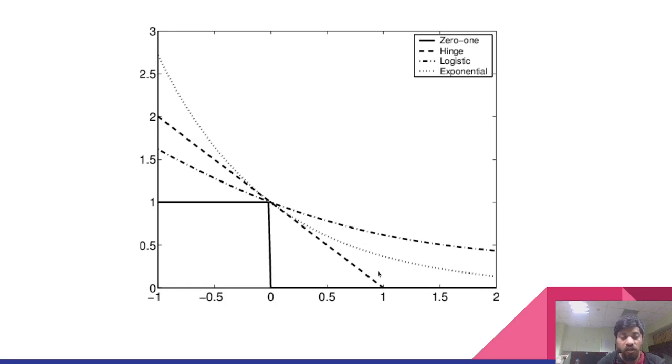So it is not convex. Another thing is that if you draw a line between any two points here, maybe here to here, it should be above the curve.